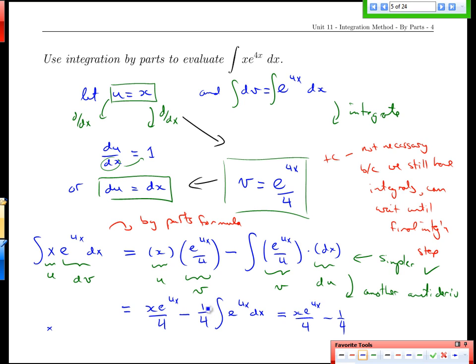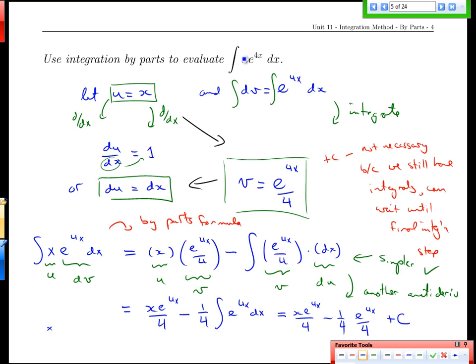We have the 1/4 from before. This integral, e to the 4x, also gets another 4, and then we get a plus c at the very end. So the plus c at the integration by parts stage is not necessary, because we're going to integrate later, and we can add the plus c as the very last thing in our final integration.